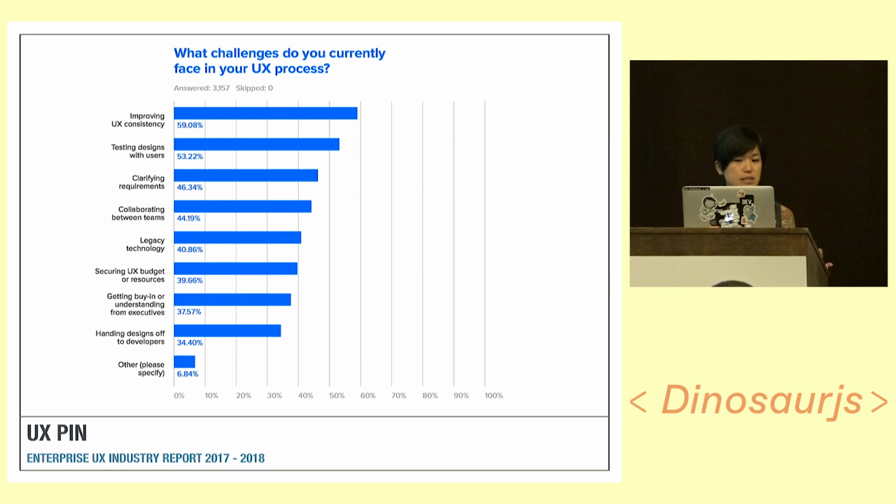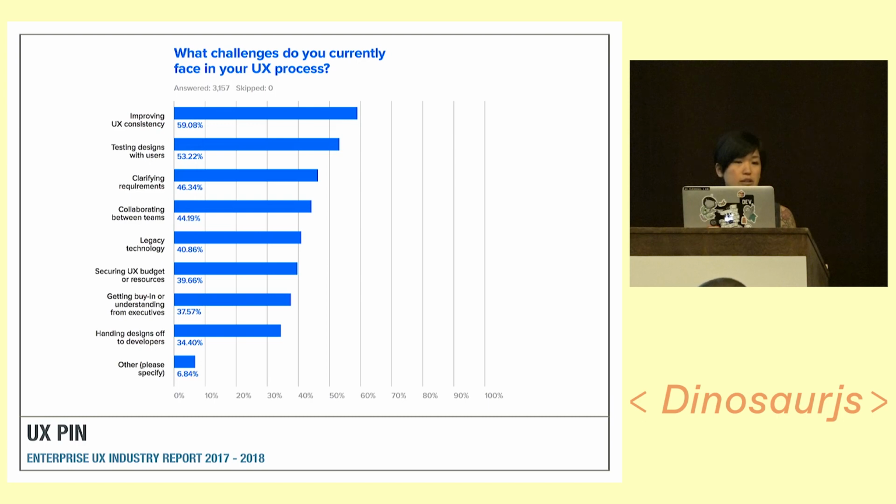The first stuff is improving UX consistency, so having some empathy for your users. Testing designs with your users, so again, empathy with your users. Clarifying requirements, so that's typically communication between your product manager and your designer, so empathy between those two teams as well. Collaborating between teams, so probably between feature teams, between front-end teams, and having empathy between all of those teams.